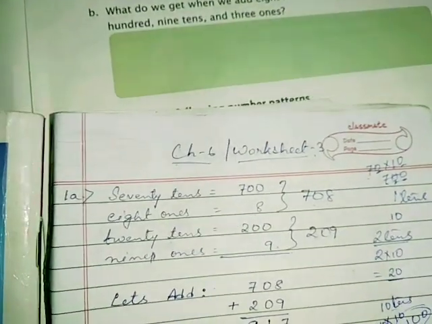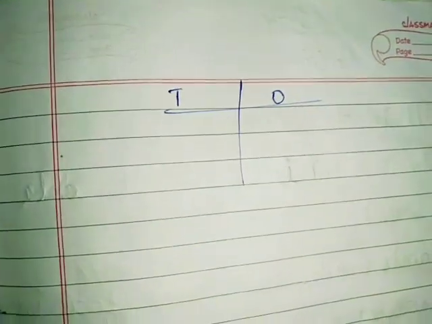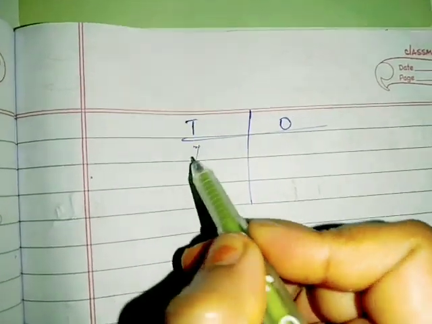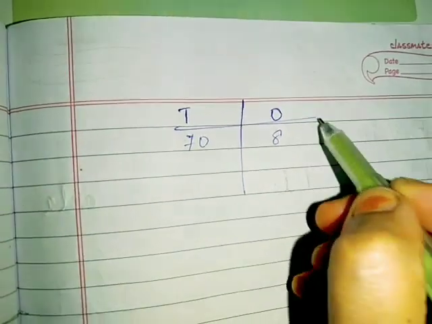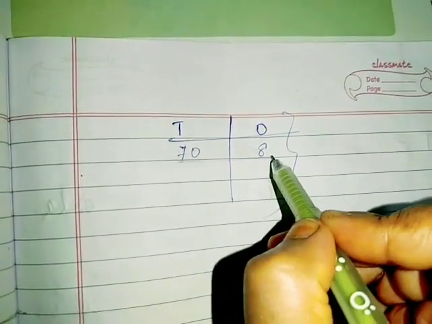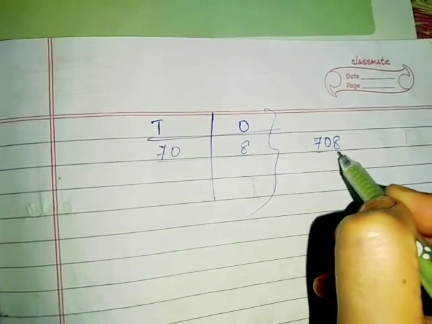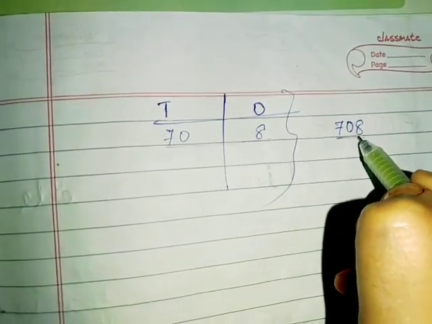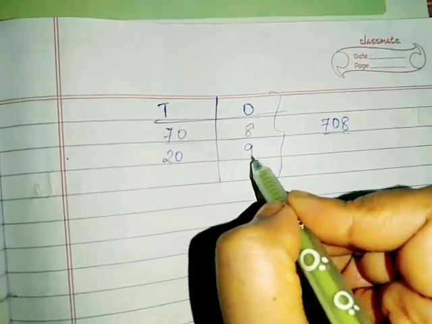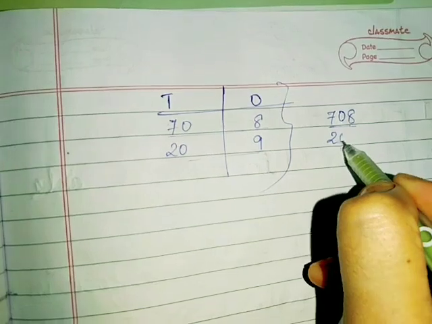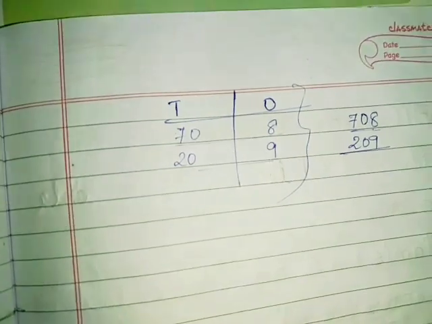You can also write it in this way, for better understanding. It is given 70 tens, so in the tens column I will write 70, and then 8 ones, so in the ones column I will write 8. Now if I write these numbers together, 70 tens and 8 ones, together when written gives us 708. And then 20 tens and 9 ones, together if I write it, gives me 209. Now you can add up to get the result of addition.